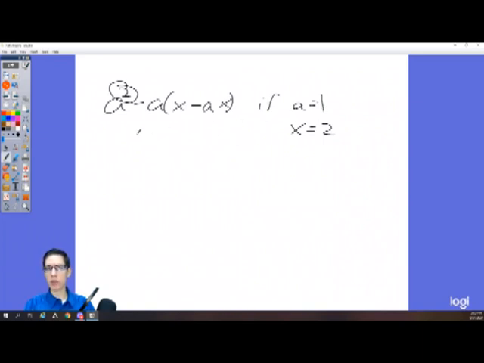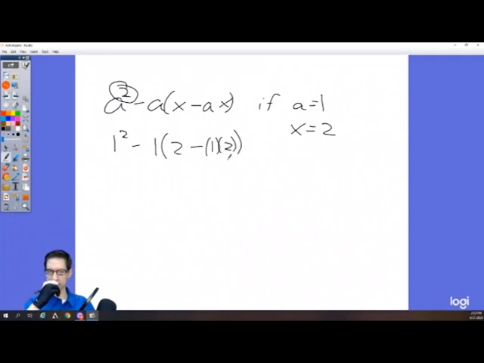Let's go ahead and plug our numbers in, and then I'll kind of show you how these things work out. 1 squared minus 1 parentheses 2 minus 1 times 2 and close parentheses. Okay? Now, parentheses say we're supposed to go to this group. We're supposed to deal with this first, so let me switch to the blue color. Okay? And let's deal with things in order here.